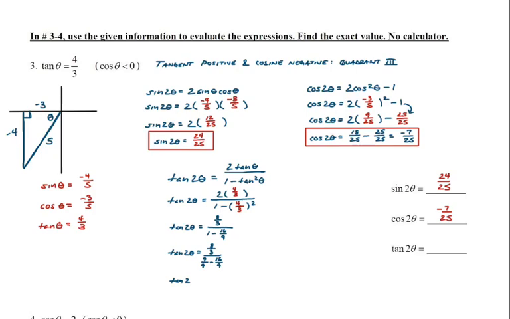So if I subtract in the denominator, I'd get tangent of 2 theta to be 8/3 over negative 7 over 9. And then since I have a fraction within a fraction, I can multiply the top by the reciprocal of the bottom. So tangent of 2 theta would be 8/3 times negative 9 over 7, which would give me negative 72 over 21, which can reduce to negative 24 over 7.